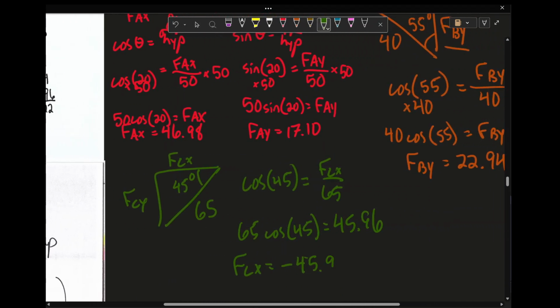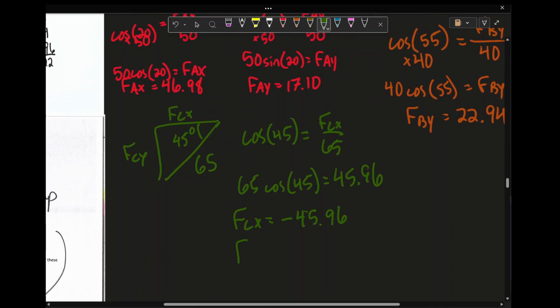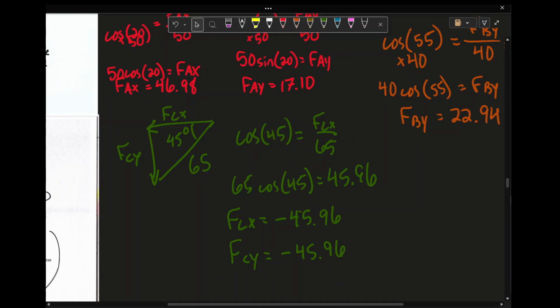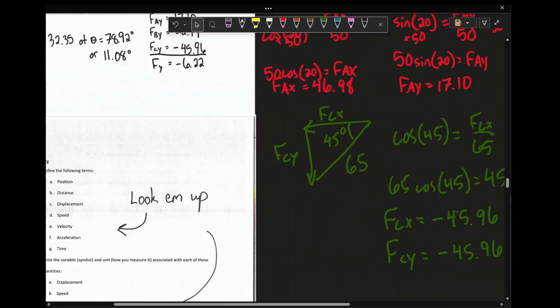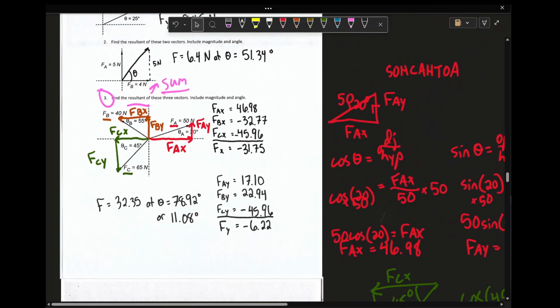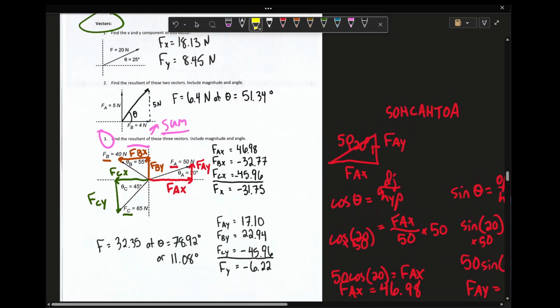Come on, 0.96, and FCY is also negative 45.96 because we're pointing to the left and down for our two components. And so with all those components, with the correct signs on all of them, we then look over here. So if we're looking over here, we're just adding all of the components together. And we can do that. We can add those components because they are collinear. All the x components are on the x-axis, and all the y components are pointing along the y-axis.